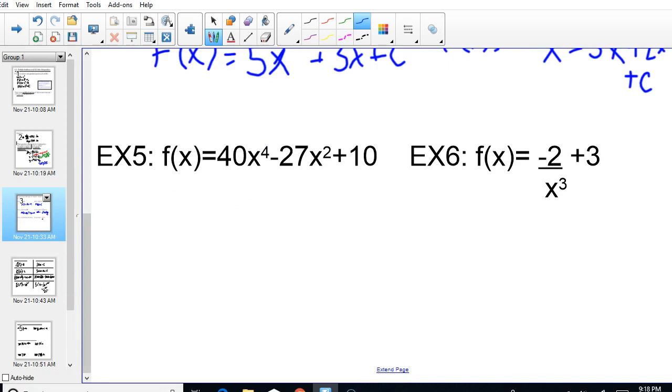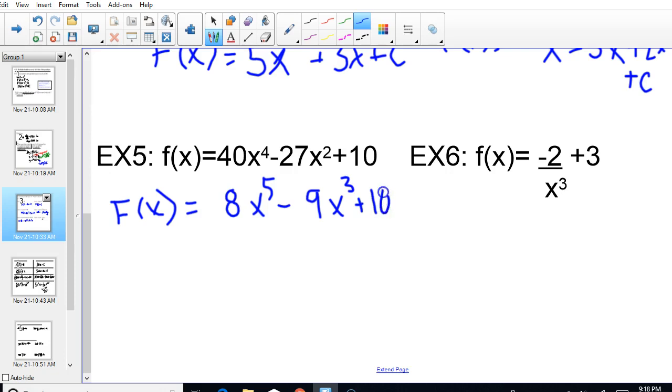For example 5, we are going to say capital F of x equals, we're going to have x to the 5th power, and here we're going to take that 40, divide it by that 5. That'll give us the number that we should multiply to get 40, so that'll be 8 here. Then we'll have minus, we'll have x to the 3rd power. 27 divided by 3 gives me 9. We'll have a plus 10x, and then we have to put a plus c there on the end for that.